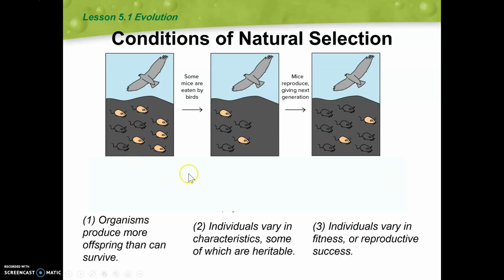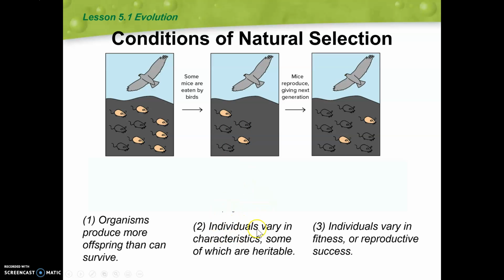So let's use these mice as an example. If we take a look here, our mice have a nice dark background that they're living on. So we have a variety of dark mice and light mice. As we move through our pictures, we're going to see that the mice are eaten by birds, and we can see that all the light mice, or most of the light mice, were taken by the birds. That left our dark mice to survive because they matched with the background.